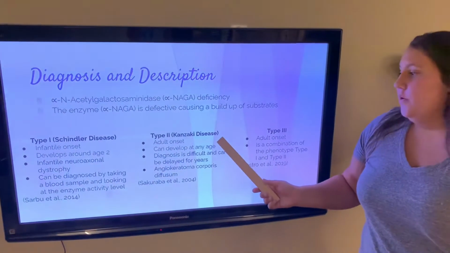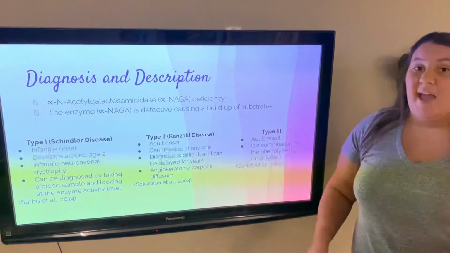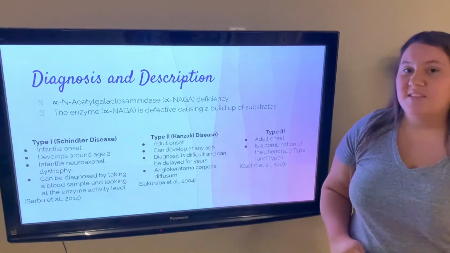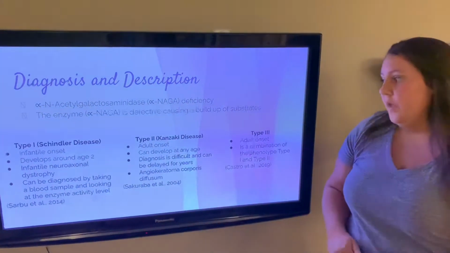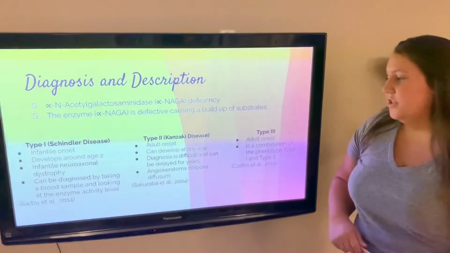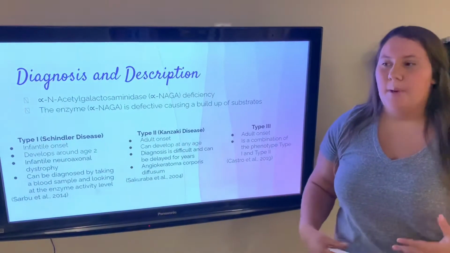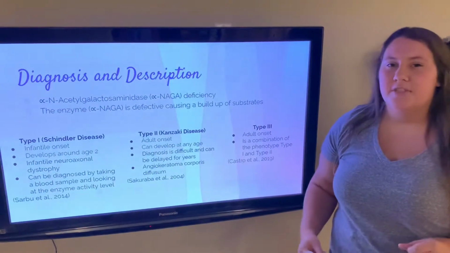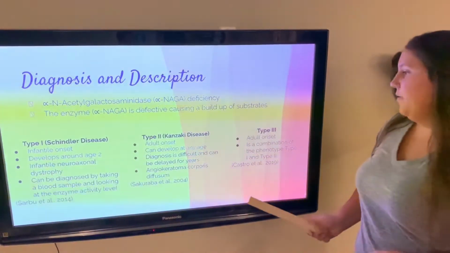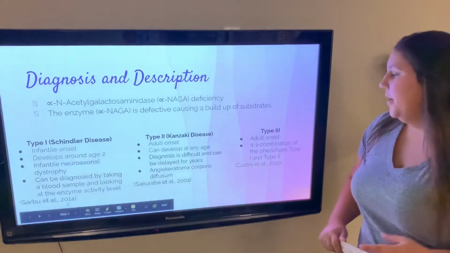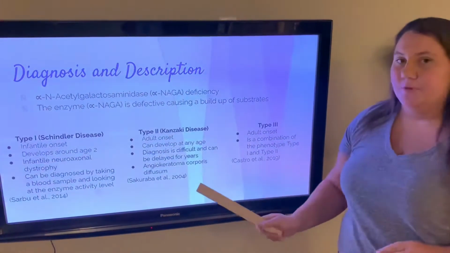Type 2 is known as Kawasaki disease. This is an adult onset. It can develop at any age, and diagnosis is difficult, and it may take years before it is figured out what's going on. One of the major symptoms here is angiokeratoma corporis diffusum, and this is when you get black spots all over your body, and they have a texture similar to what a mole would feel like. And then there is also a type 3 that does not have a name, but it is also adult onset, and it's a combination of the phenotype of type 1 and type 2.